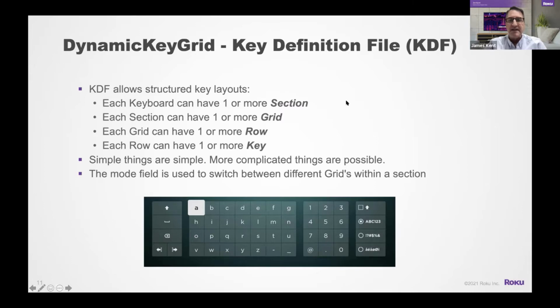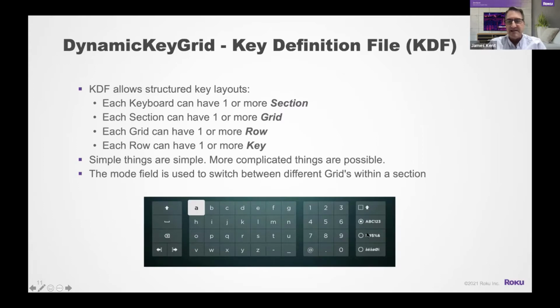Each of the sections can have one or more grids. Each grid will be the actual keys that appear in that section. And the reason why you might want to have more than one grid is because when you go to different modes, the grid will be replaced with a different grid of keys. And then the grids can have one or more rows, and each row can have one or more keys. It's all kind of set up to make simple things simple and more complicated things possible.